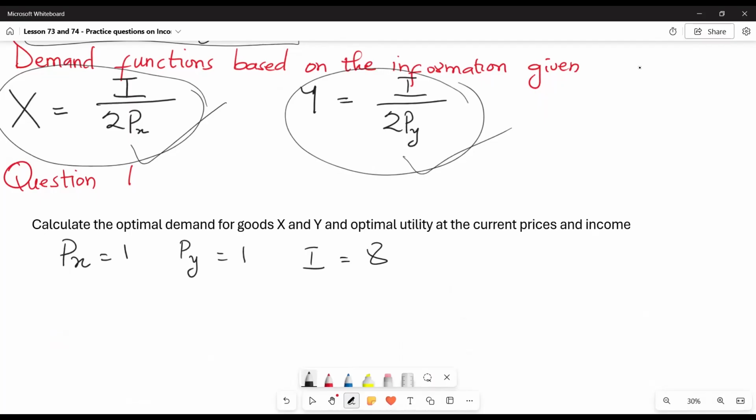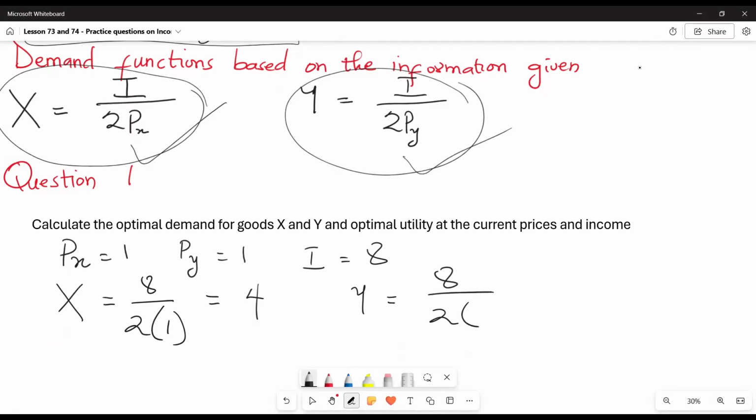Given this information, the demand for good X is simply going to be the income, which is 8, divided by 2 multiplied by the price of X, which is 1. So this gives us 4. For Y, this is income divided by 2 multiplied by the price, which is 1, and this gives us 4 units of good X and good Y.